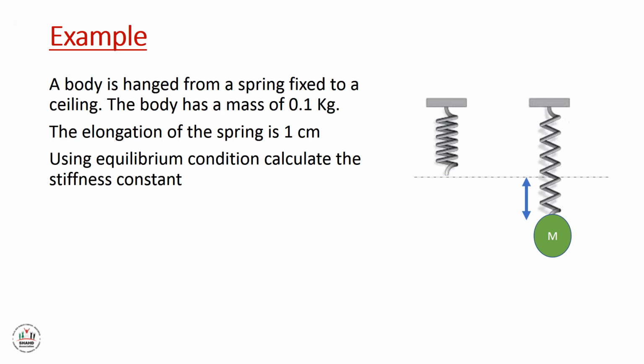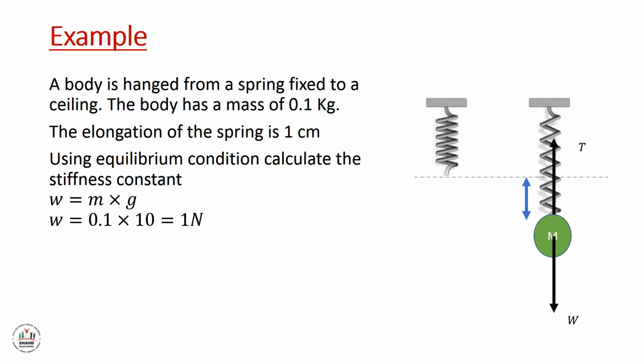Let's do another example. A body is hanged from a spring that's fixed to a ceiling. The body has a mass of 0.1 kilograms. The elongation of the spring is 1 centimeter. Using the equilibrium condition, we need to calculate the stiffness constant. From the given, we can calculate the weight, which is mass times gravity. So it's 0.1 times 10, we get 1 Newton.